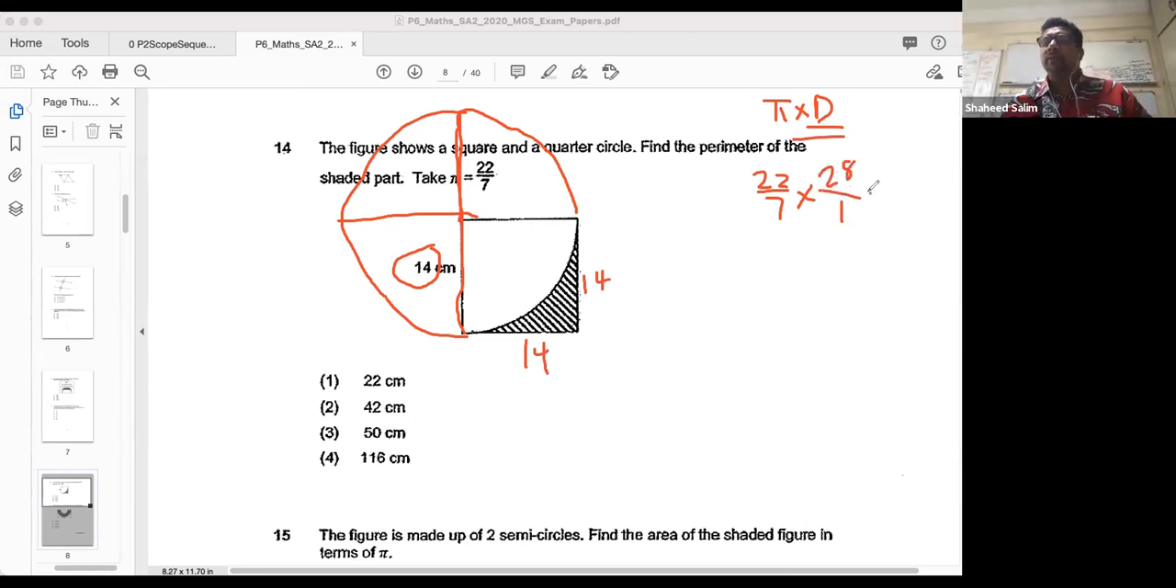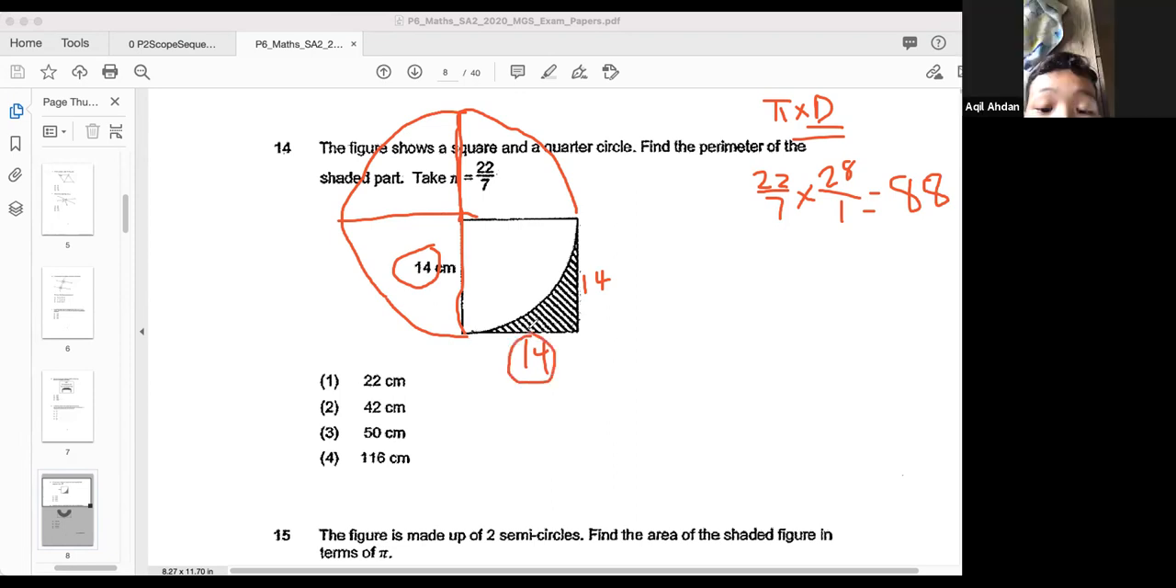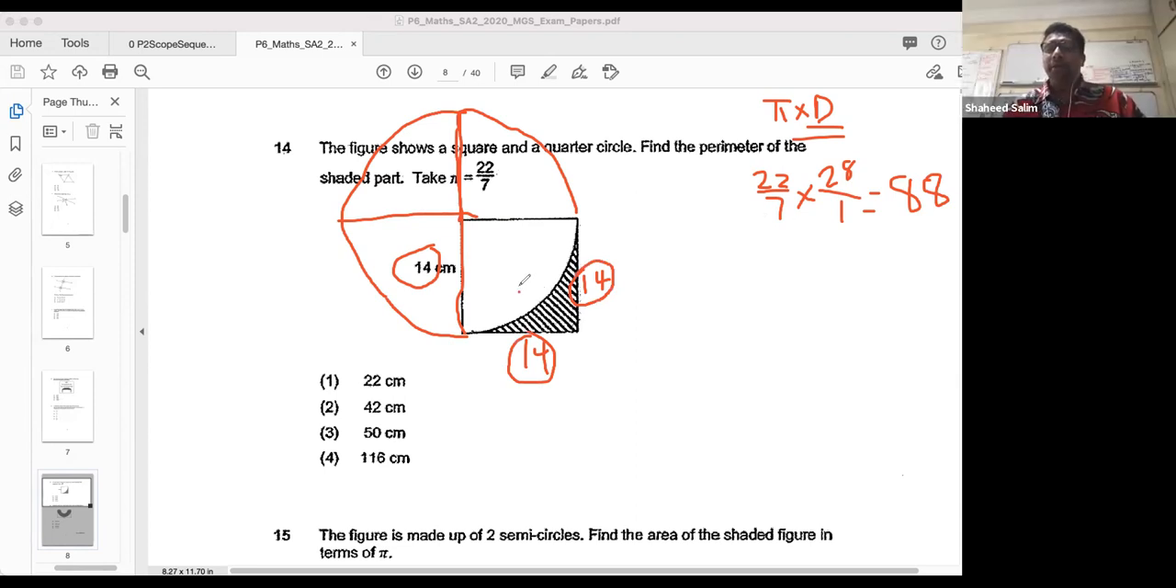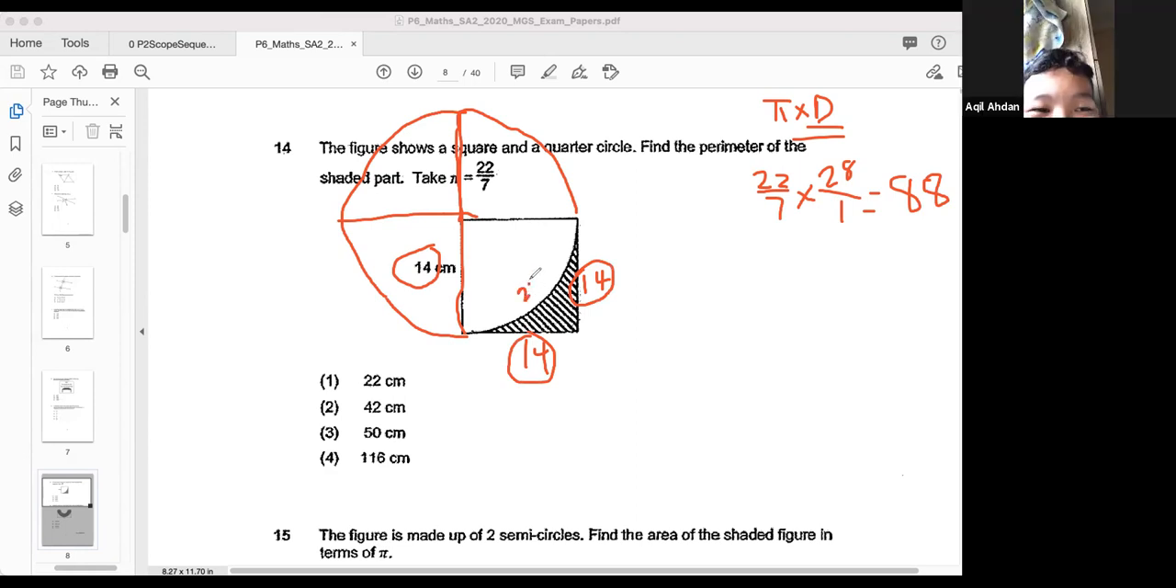So now, Shakil, once you do this, you get 88. But 88 is for the whole circle. You don't want the whole circle. You only want 1/4 of it. Why? Because the perimeter is this part plus here plus here. Akhil says correct, you must plus this 14. How much do you get? 50. Let's see whether it's 50.